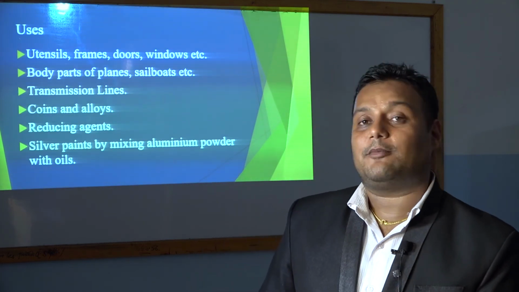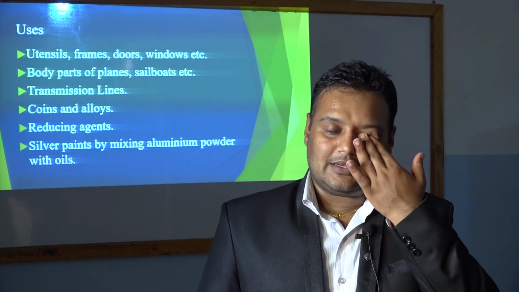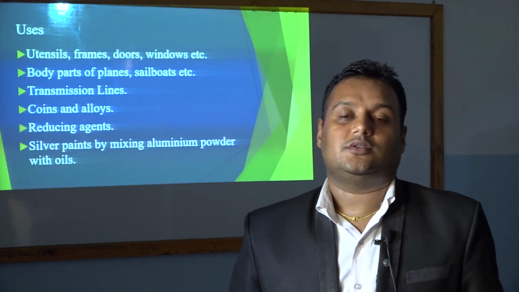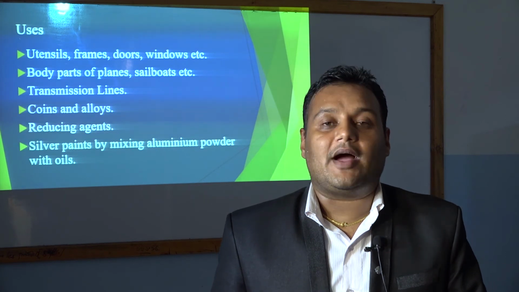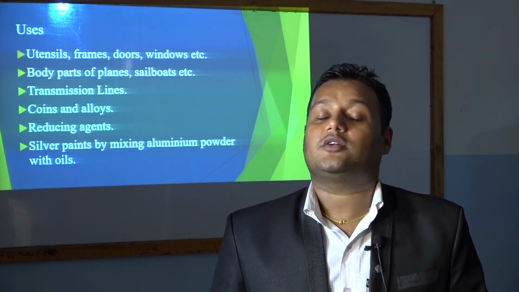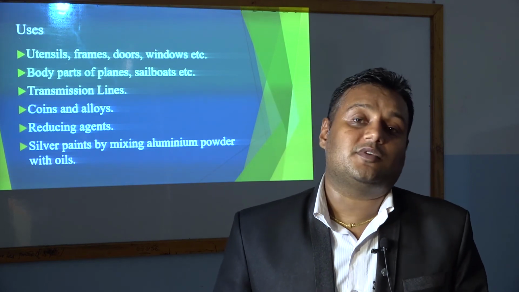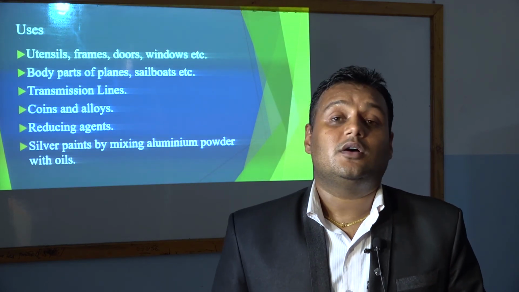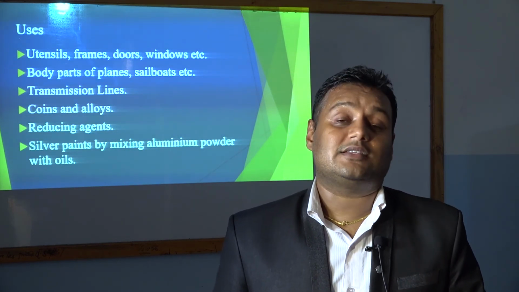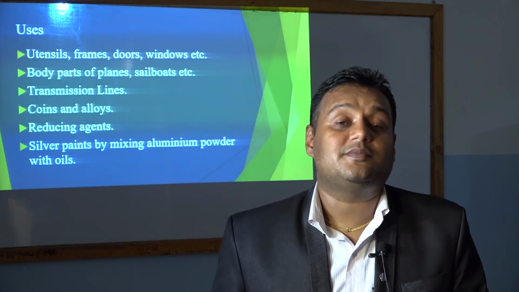Another use is the body parts of planes and sailboats. Look here, I want to add something. Planes means aeroplanes. Aeroplanes are those automobiles which fly in the sky, and sailboats are those vehicles which float on the water and carry a lot of people from one place to another. So in both cases, either to float in the water or to fly in the sky, the vehicle must be of lighter weight. Keep this in your mind.